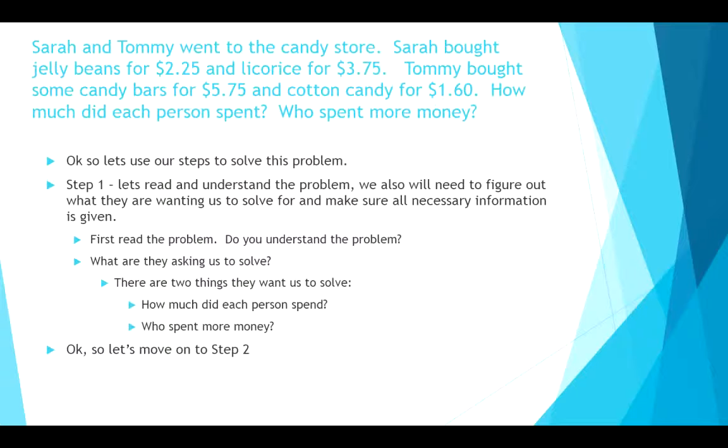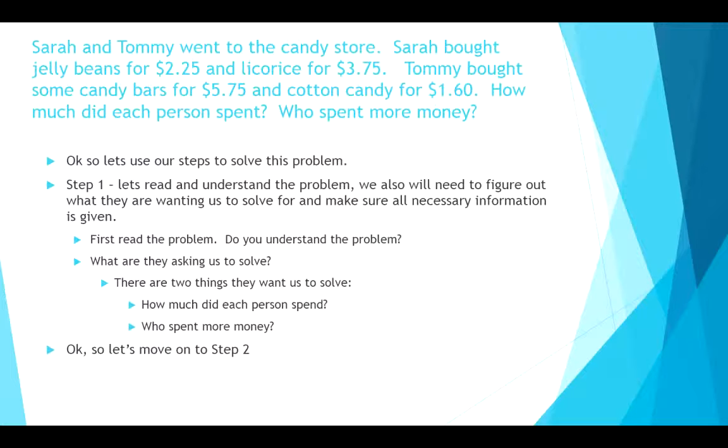So this is actually asking us 2 things. The first thing is we want to make sure that we understand the problem, figure out what they want us to solve for, and make sure that all the information is given. So we've read the problem. Do we understand the problem? What are they asking us to solve? Well, there's actually 2 things they are wanting us to solve. They're wanting to know how much money each person spent and who spent more money.